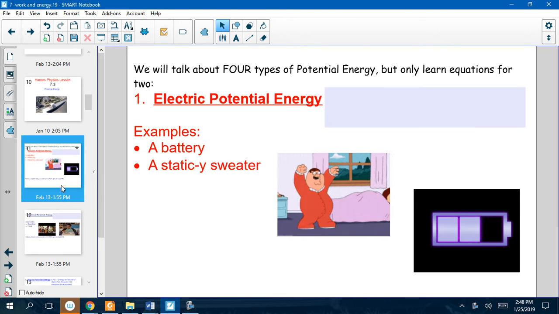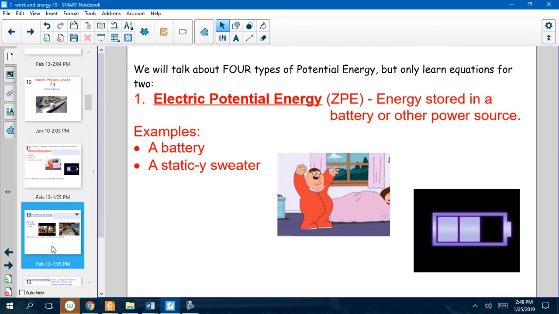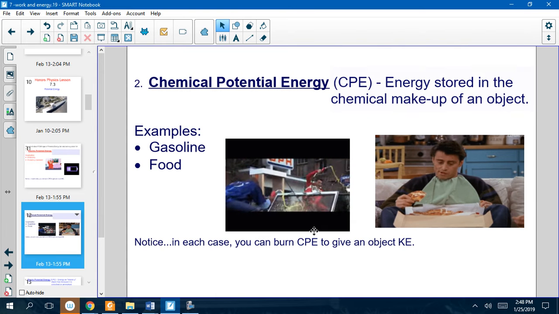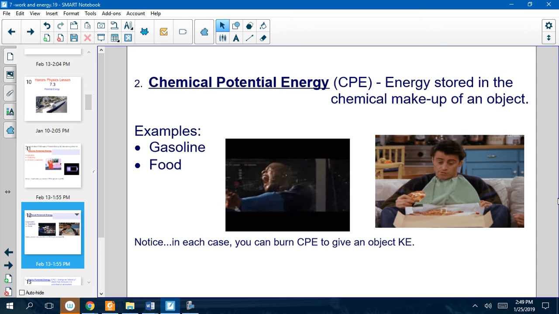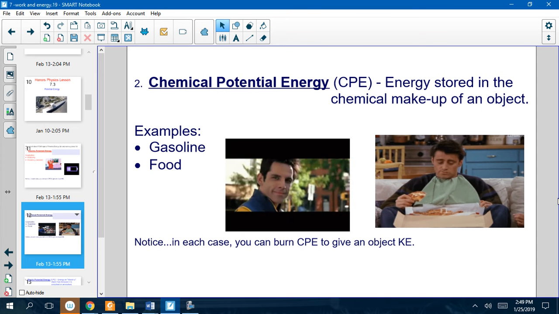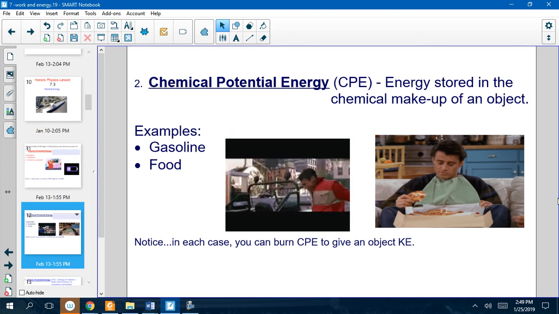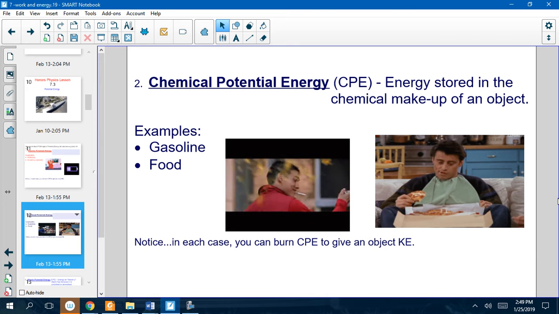So electric potential energy, or EPE, this is energy that is stored in a battery or other power source, like a static sweater or something like that. Then we also have chemical potential energy, or CPE. This is energy that is chemically stored in molecules of food or chemicals like gasoline, propane, stuff like that. In most cases, the chemical energy can be burned in some way in order to give us kinetic energy.